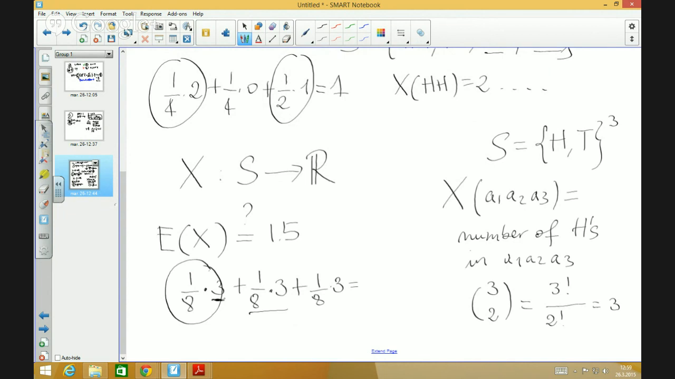Here, I'm calculating the expected value corresponding to the situations in which I have 1 head. So consider the possible outcomes: head, tail, tail, tail, head, tail, and tail, tail, head. Each one of them gives me outcome 1 with probability 1/8, and I sum them all, I get 3/8.